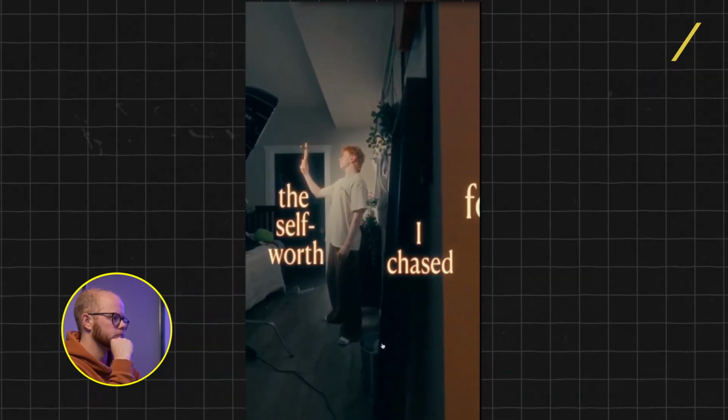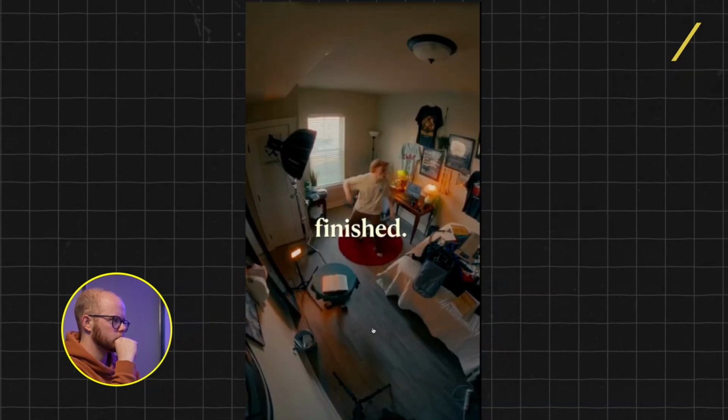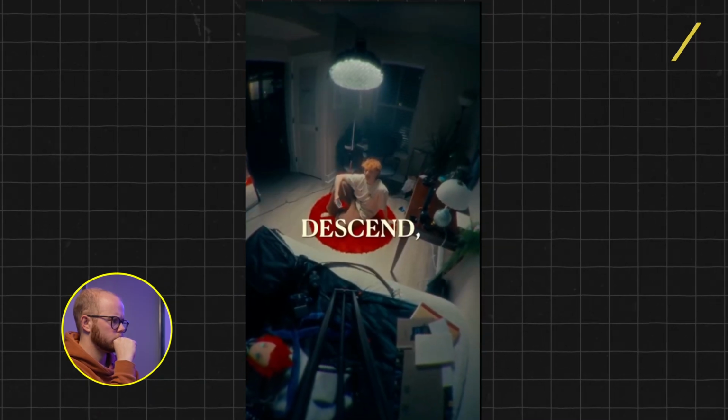Gave me the self-worth I chased for 5 years when he said, "It is finished." Oh, you see, locking in tells us to ascend, but Jesus tells us to descend.